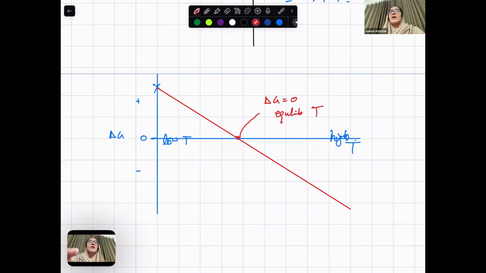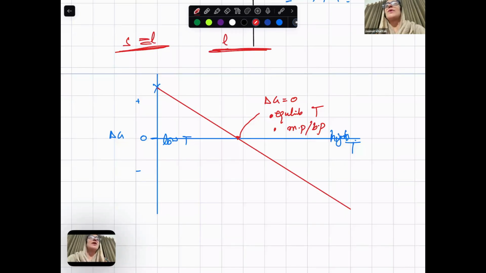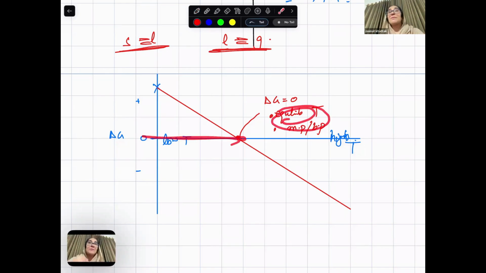If the process is a physical change like melting or boiling, it could be the melting point or boiling point, because at melting, solid and liquid are equally existing, and at boiling point, liquid and gas are existing. They are equilibrium temperatures for physical state changes. At this temperature, the delta G at equilibrium is very low, so we say it's zero.